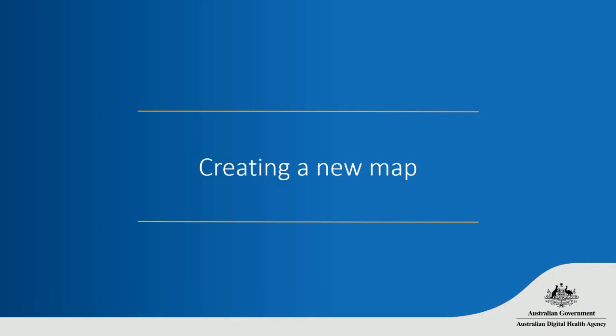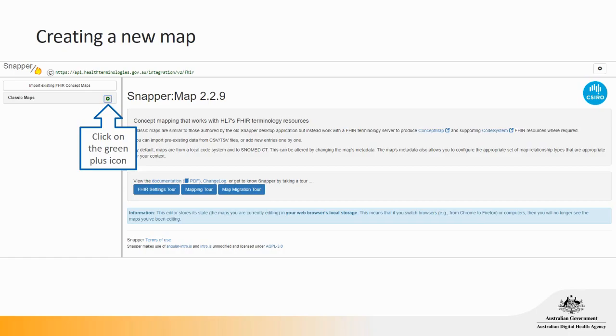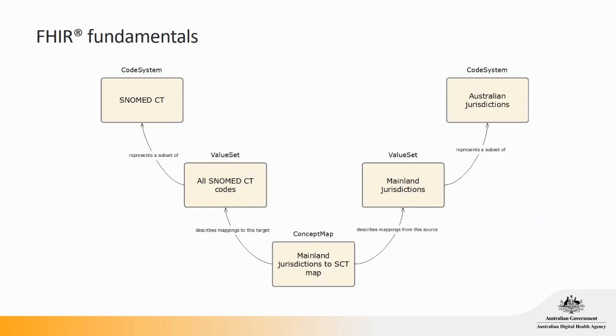Let's create a new map. The first thing to do is click on the green plus icon on the left here next to Classic Maps. This will prompt you to fill in some metadata or information about the map. You will need a little bit of knowledge about FHIR at this stage, so we'll take a little detour here.